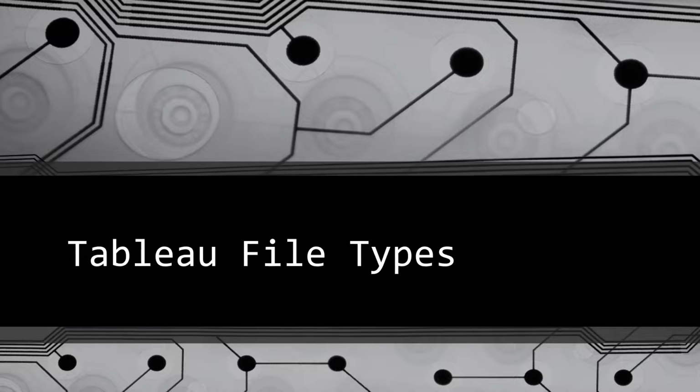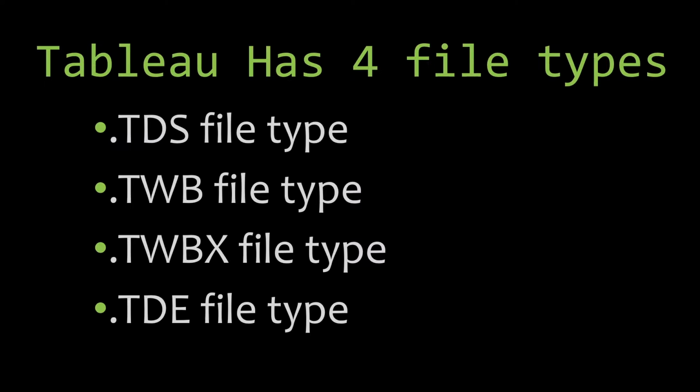In this video, we are going to be talking about the different file types in Tableau when it comes to saving your file. So when it comes time to save your file, Tableau has 4 different file types. They have the TDS file type, TW file type, TWBX file type, and TDE file type. And let's just go ahead and give you a brief overview of what each of these file types means.